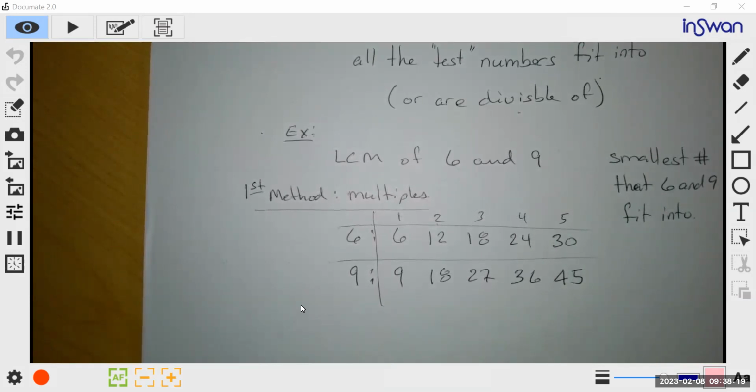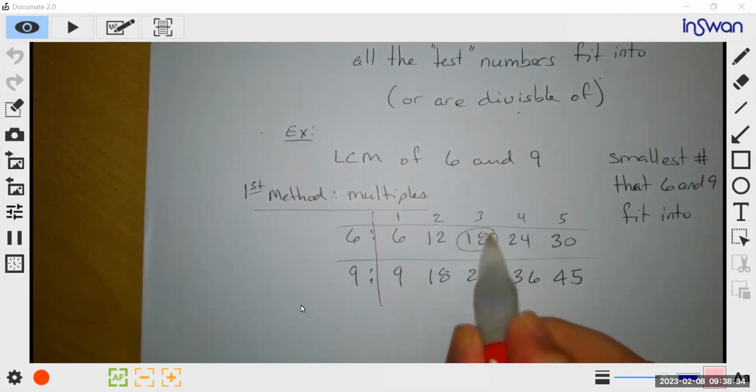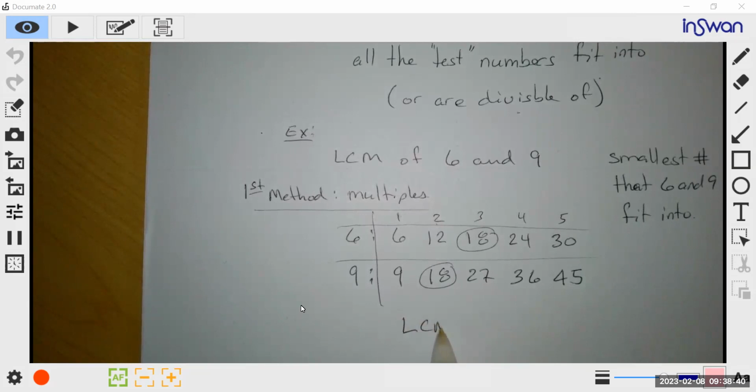You see what I did there? All I did was multiply. These first numbers are 6 times 1, 9 times 1. 6 times 2, 9 times 2, 6 times 3. So I just made out the multiples. Then I look at what's the smallest number they both have. So the LCM of 6 and 9 is 18.